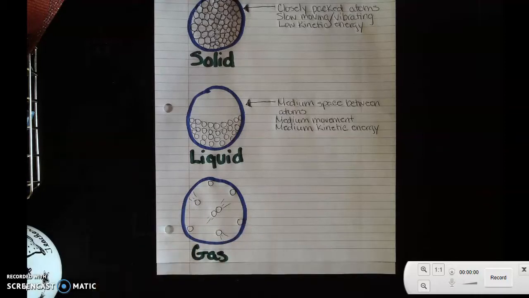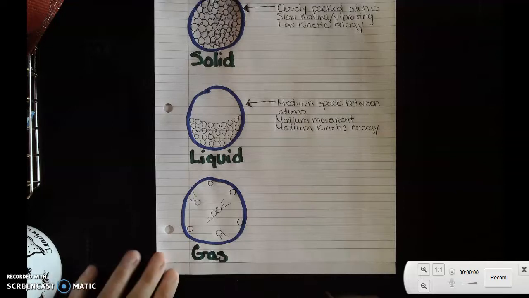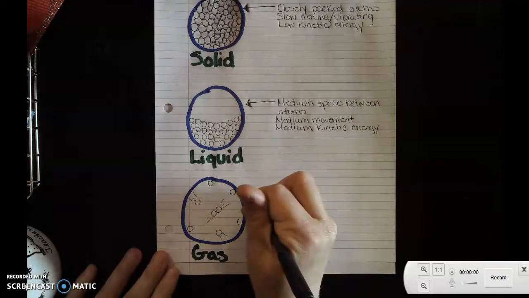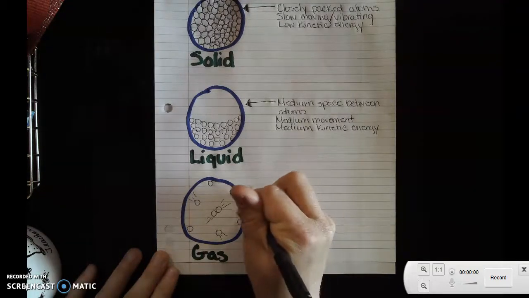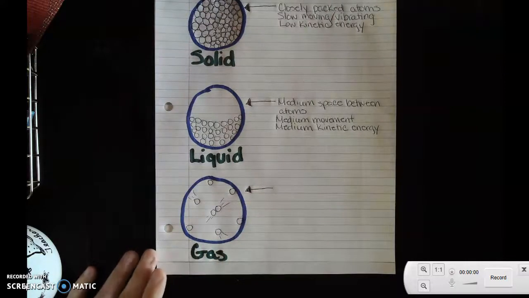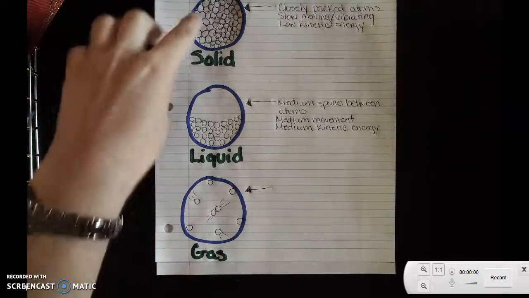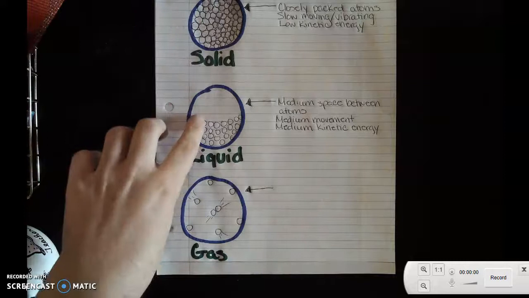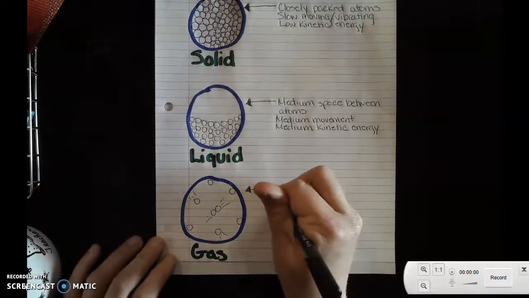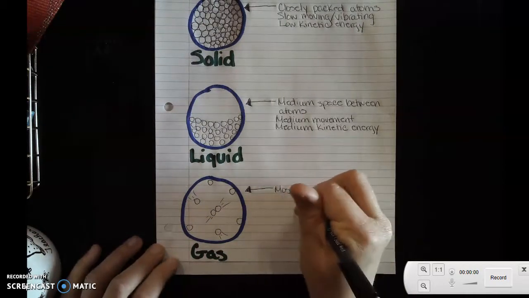Does that look like they're moving? I don't know. You guys are probably better artists than I am. I tried. And then I'm going to draw my arrow and get those three pieces of information. So this has the most space. So this has little space, this has medium space, this has the most space in between the atoms.